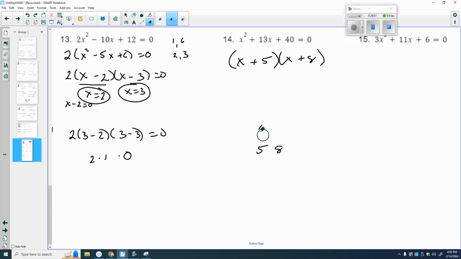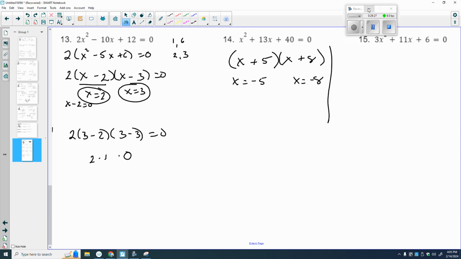Get rid of that. What value for x makes that factor 0? That'd be a negative 5. What value for x makes that factor 0? That'd be a negative 8. Those are my answers. Okay, this one's a little harder.